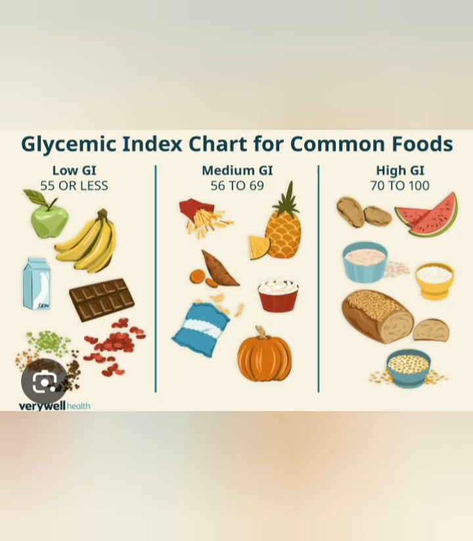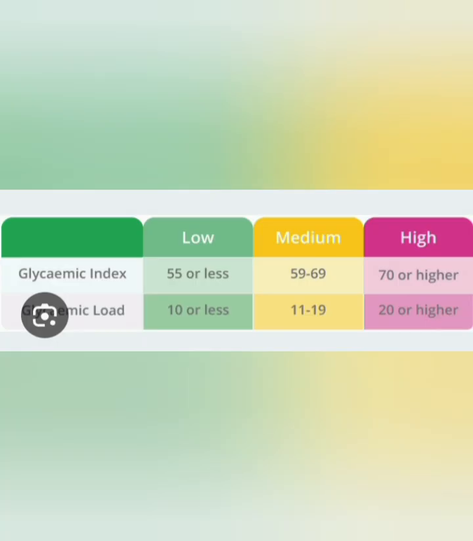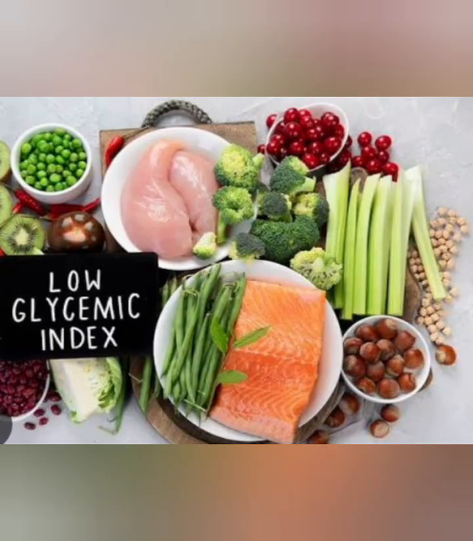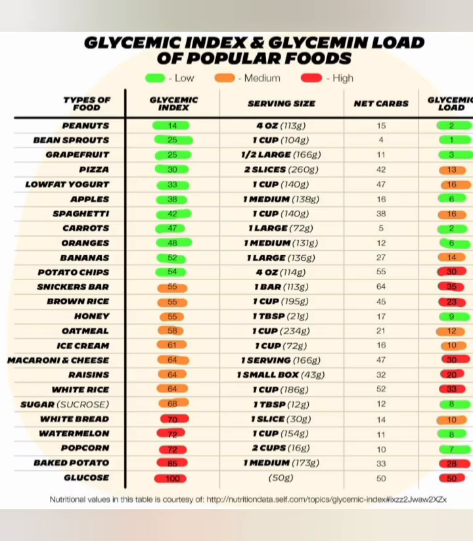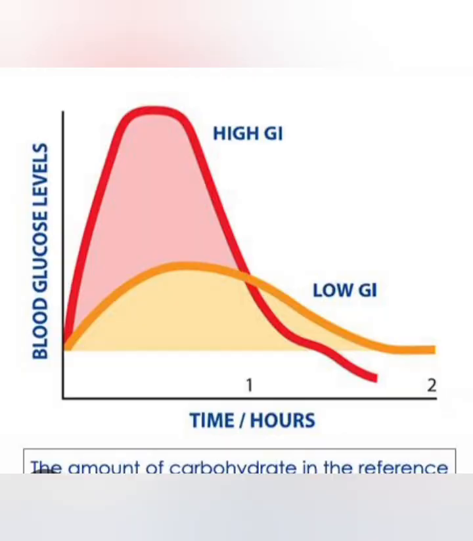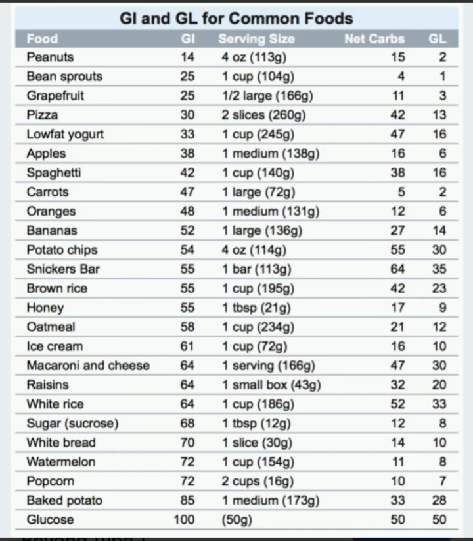Low GI foods. Fruits: apples, GI 38, berries, GI 32, and oranges, GI 40. Vegetables: broccoli, GI 10, carrots, 15, spinach, 10. Grains: oatmeal, 42, quinoa, 35, and brown rice, 50. Legumes: lentils, GI 30, chickpeas, 31, and black beans, 30.